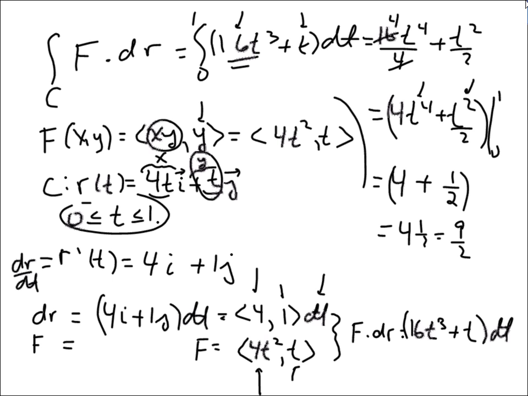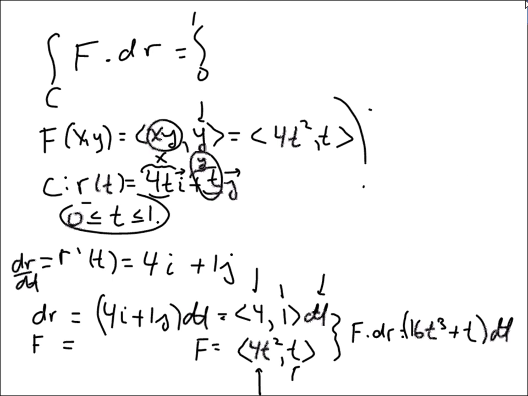And of course we have a big error this time, because I don't know how to multiply. Let's go back to F dot dr. When you multiply this, you should get 16t squared, not 16t cubed. So we want to integrate 16t squared plus t dt.